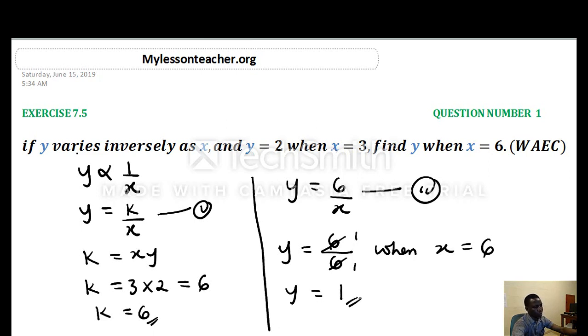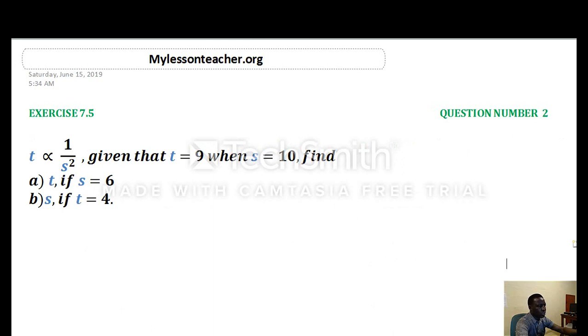That is, y is equal to 1 when x is equal to 6. Question 2 says t is inversely proportional to s squared, given that t is equal to 9 when s is equal to 10, we should find t if s is equal to 6.